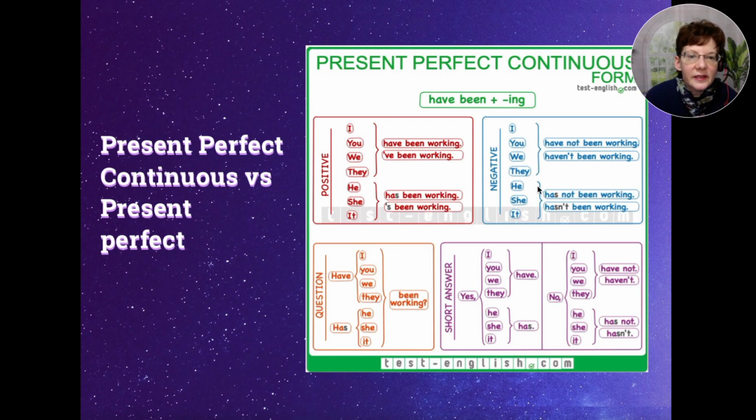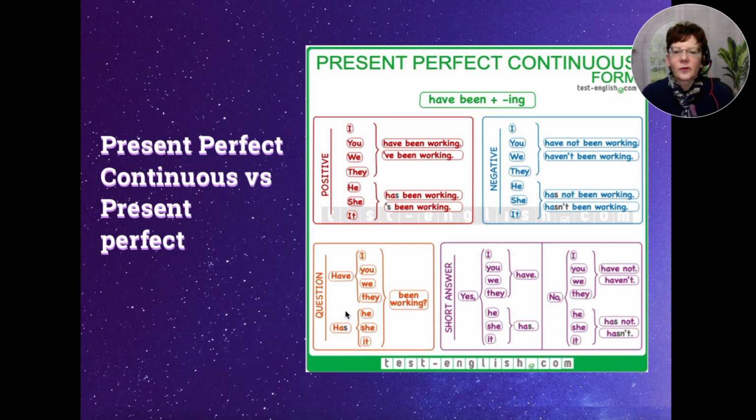Okay, for the negative, we use the subject and then we insert not between have and been. Then we can shorten that to haven't, like we haven't been working. For third person singular, we do the same, has not been and the verb. So she has not or hasn't been working, for example.